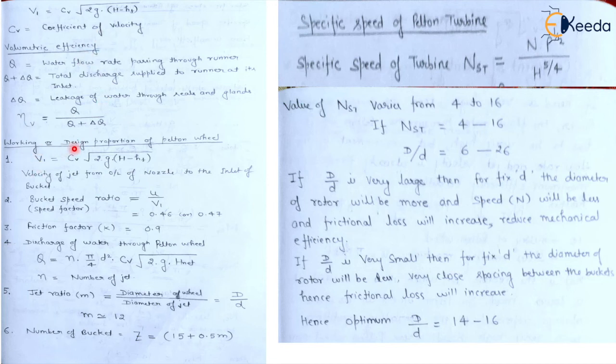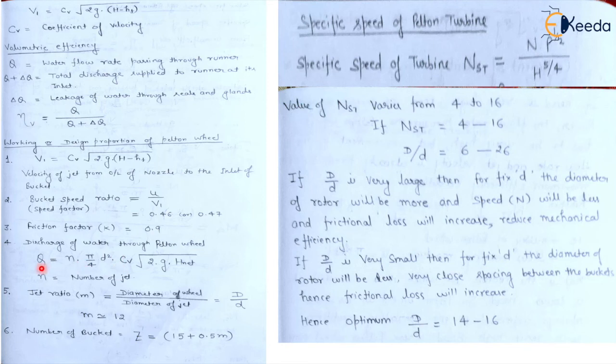Now, for the working or diagram proportions of the Pelton wheel, there are some parameters you have to understand. This one is the velocity, which I have already explained. Bucket speed ratio, U by V1, is called the bucket speed ratio or speed factor. The normal value for this we consider 0.46 to 0.47. The friction factor K is equal to 0.9, which I've already explained.